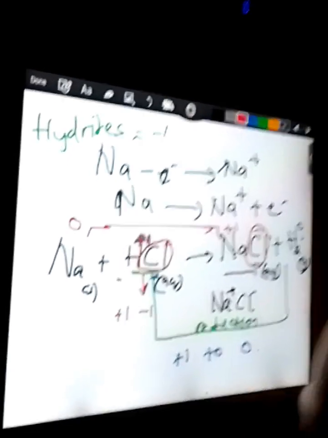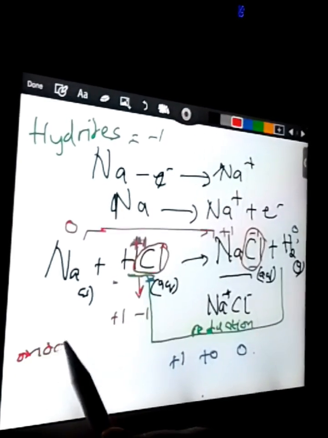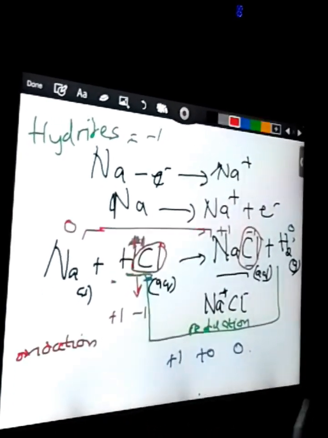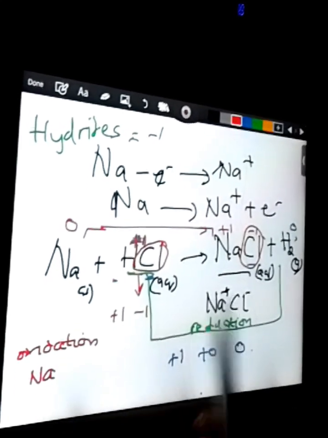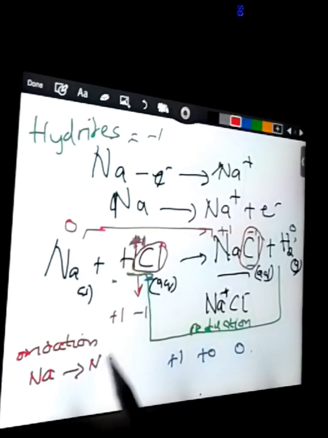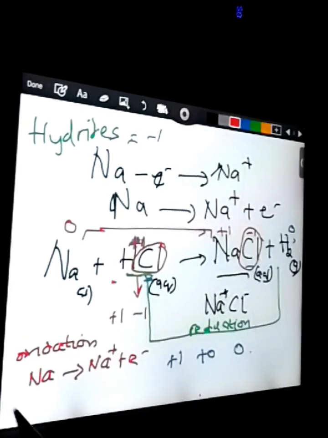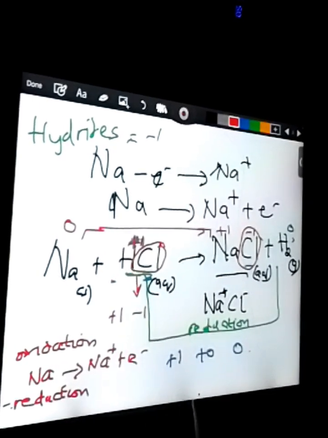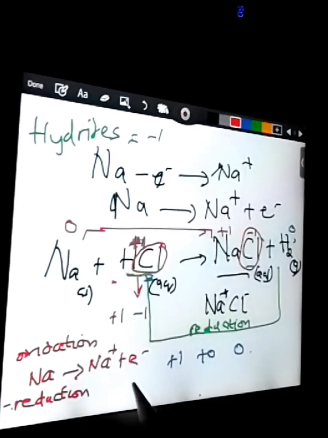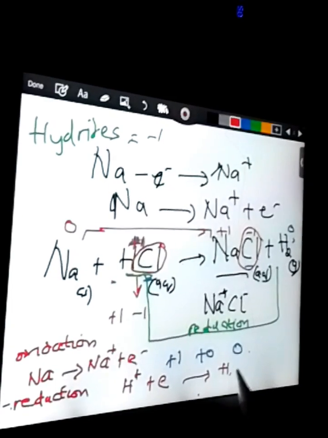So to write the ionic equation, we'll write for oxidation, for sodium, that will be Na goes to Na+ plus e-. So for reduction, for hydrogen, we'll have H+ gaining an electron to give you hydrogen gas.